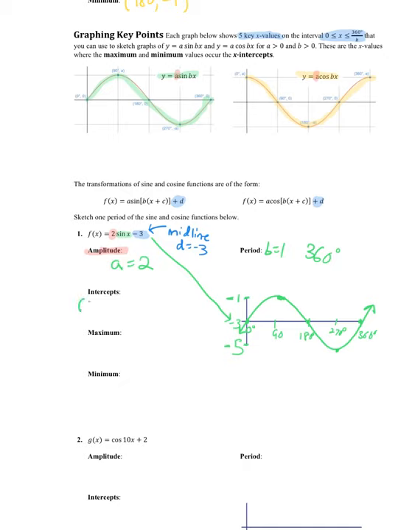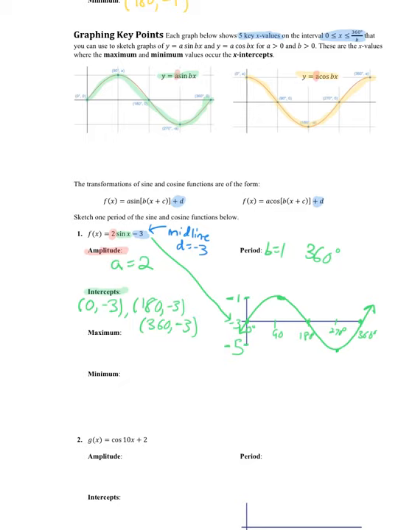There's one at 0, negative 3. There's one at 180, negative 3. And there's one at 360, negative 3. Now this is kind of weird because I call these intercepts, but they're not really intercepts anymore because the y values are negative 3. They're the intercepts of the midline is the best way to think about them.